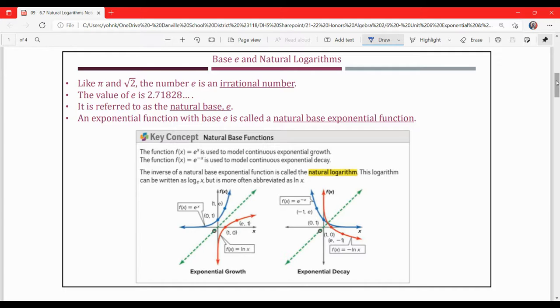Just like pi and root 2, the number e is an irrational number. That means it never repeats, never ends, and it keeps going on and on forever and ever. The value of e is approximately 2.71828, and it's referred to as the natural base e. So anytime you see an e in math class that's not a variable, that is a base, we're talking roughly the number 2.71. An exponential function with a base e is called a natural base exponential function.